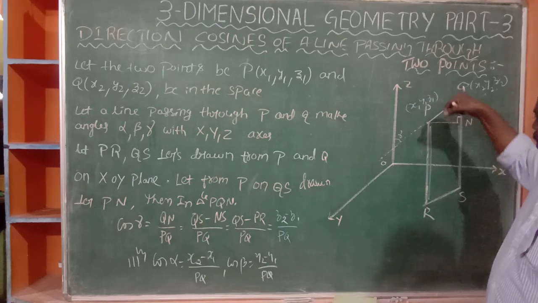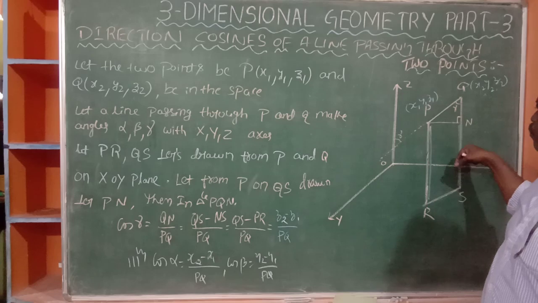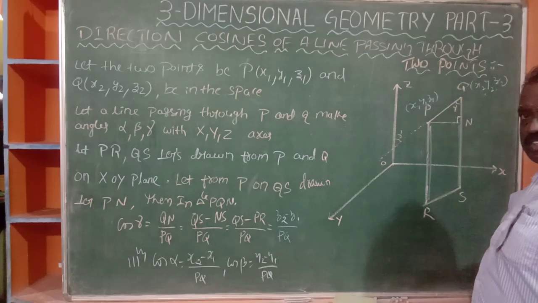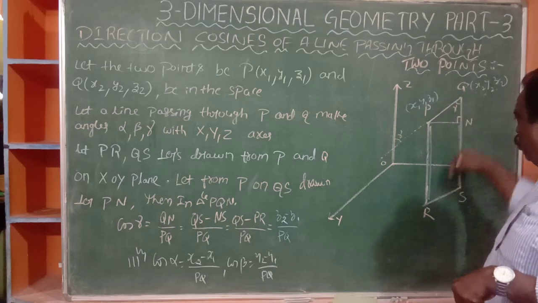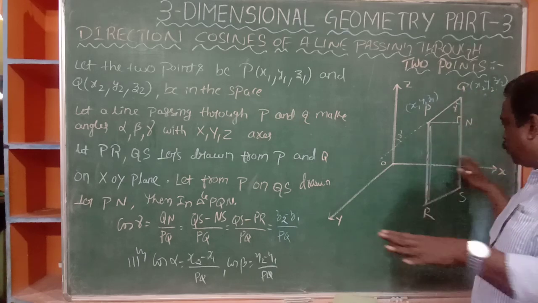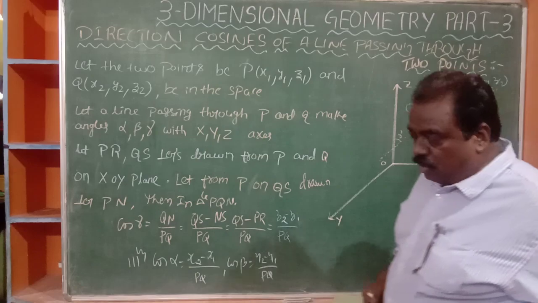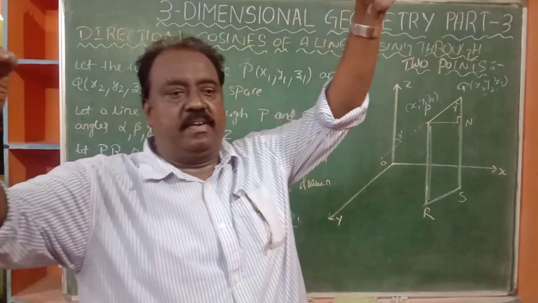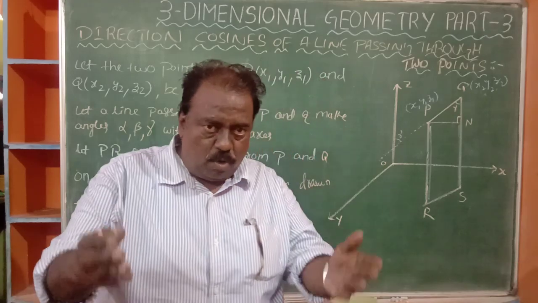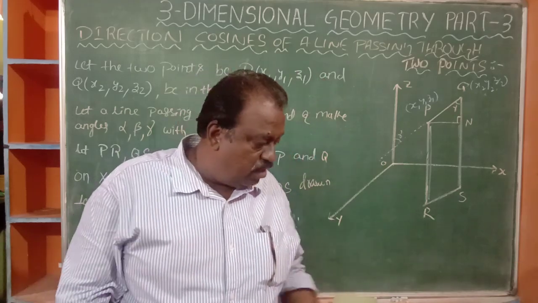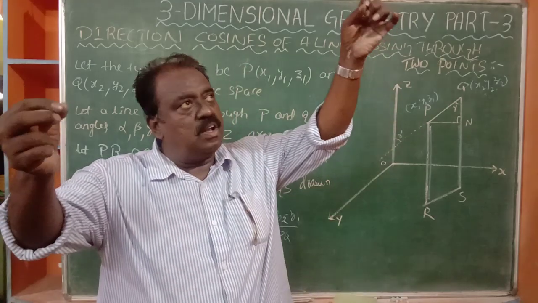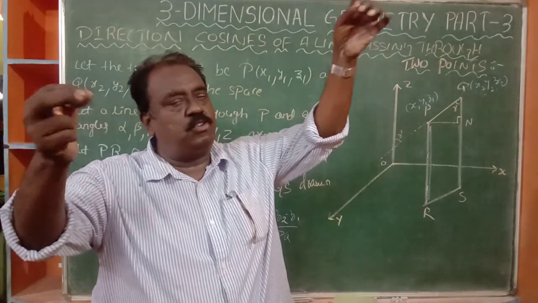Another one is from P and Q. If we draw perpendiculars PR and QS on the XY plane. Imagine, here is a point P, point Q. This floor where you are sitting in your room, that floor is the XY plane. Is it okay now? P and Q are in the space. In front of you, it is space.